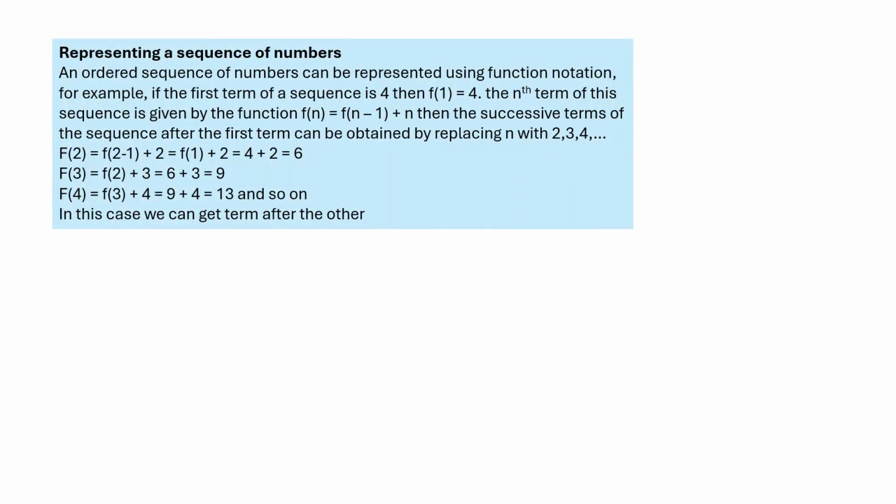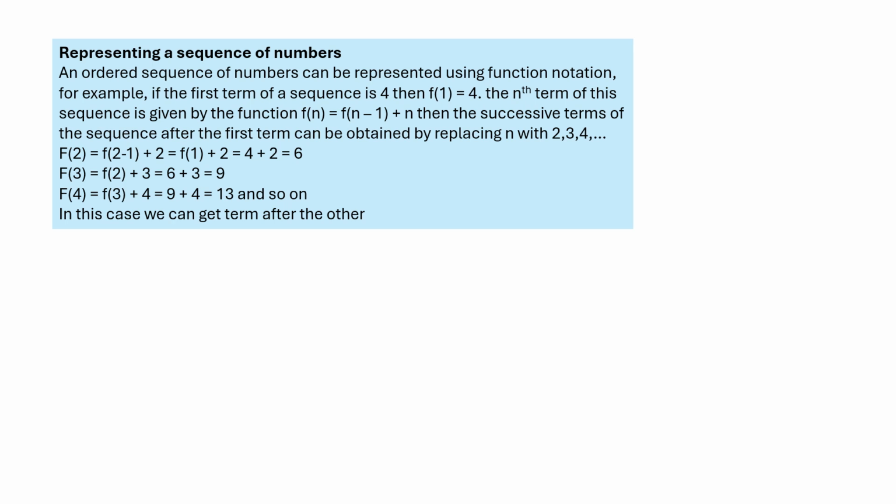Representing a sequence of numbers. An ordered sequence of numbers can be represented using function notation. For example, if the first term of the sequence is 4, then f of 1 equals 4. The nth term of this sequence is given by the function f of n equals f of n minus 1, which is the previous term, plus n. Then successive terms of the sequence after the first term can be obtained by replacing n by 2, 3, 4.